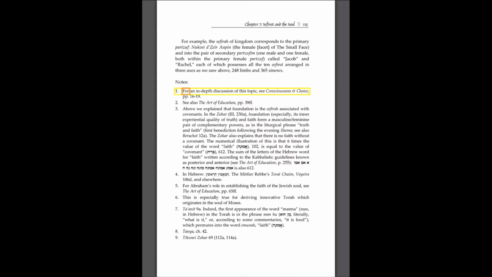Notes. 1. For an in-depth discussion of this topic, see Consciousness and Choice, pages 16 to 19. 2. See also The Art of Education, pages 39 ff.